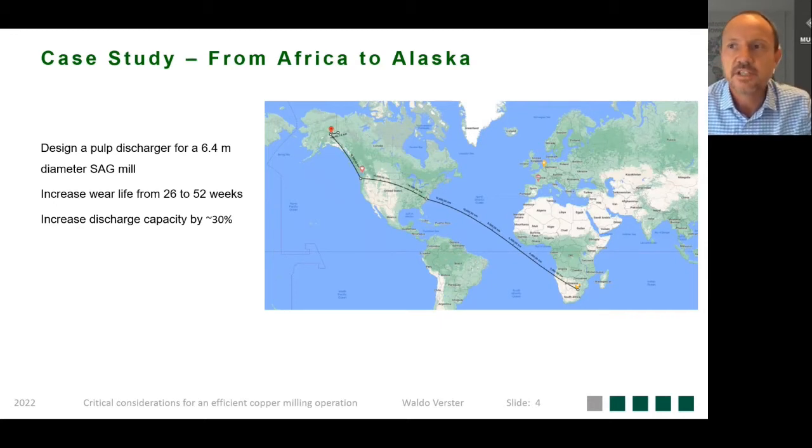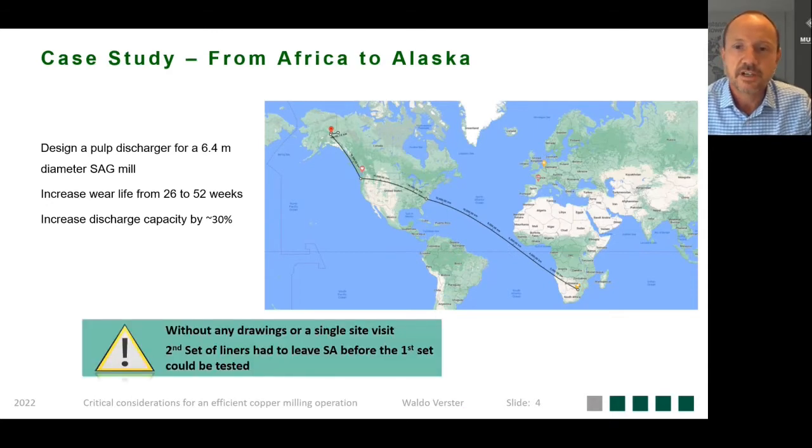This all sounds easy and achievable, but if you take the distance into account, I've just plotted here one of the routes, and this calculates to be 19,000 kilometers. If you fly a great circle over the North Pole, you can reduce this to 15,000 kilometers. But flying a set of liners halfway around the world is not feasible. So it sounds easy, but all of this without a single site visit or a single drawing. Also, we had to send the second set of liners before we could test the first set of liners.